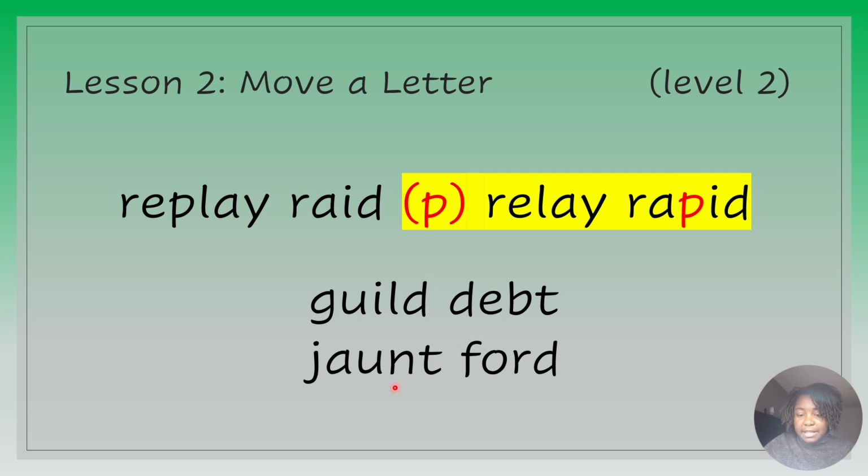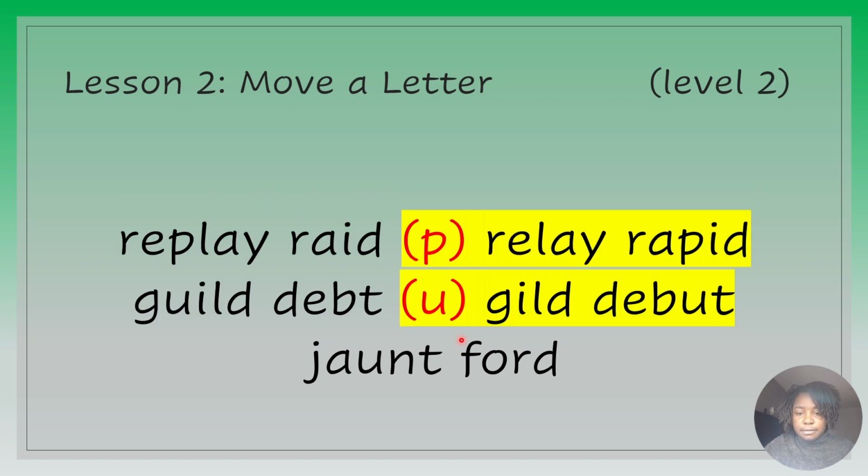Have a go at the next two words and see if you can use the technique for yourself. It may not always work. Which cluster did you use? So guild, I would have used UI, would have given me a nice good U there, and I would have plunked it in between B and T in debt, and that would have given me debit.